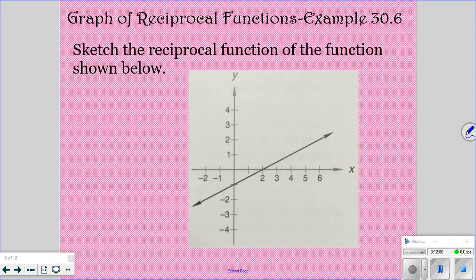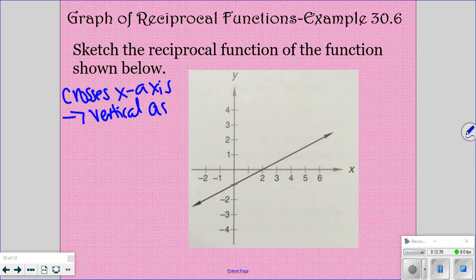Now we're going to look at reciprocal functions of other kinds of graphs. So there are two things you need to remember when you're graphing your reciprocal functions. Everywhere you cross the x-axis is going to create a vertical asymptote, which is what we were just doing. So if it crosses your x-axis, that creates vertical asymptotes. So this one only crosses the x-axis at 2. So we're going to put one vertical asymptote there.